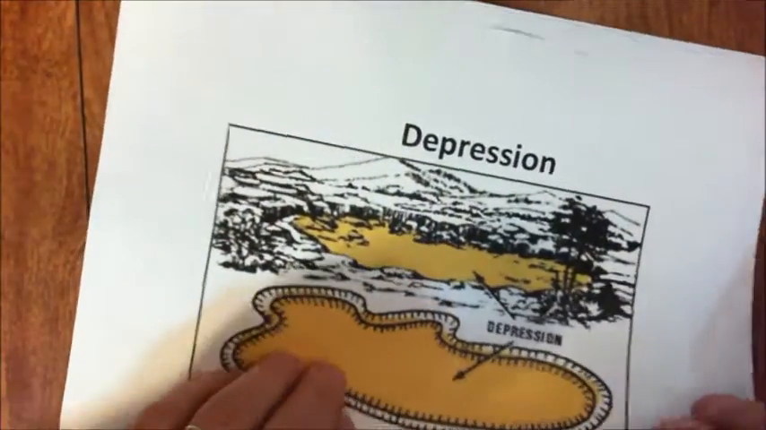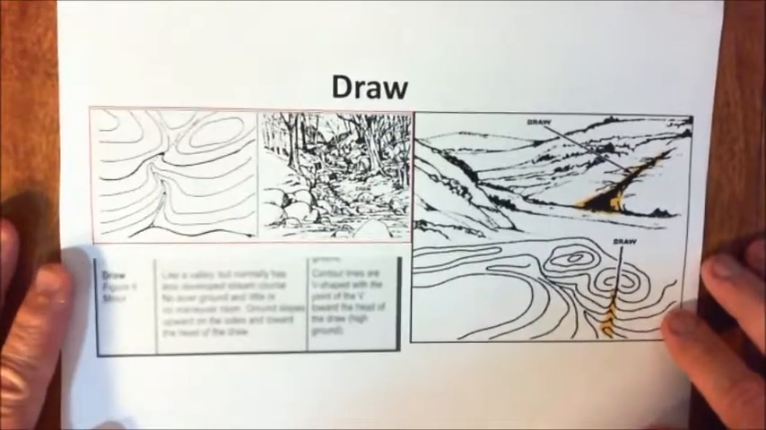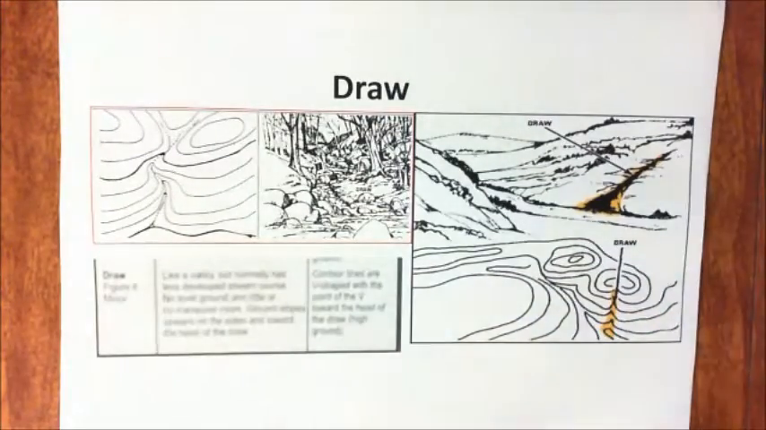Well, a draw. Think a draw. You know what a holler is? It's like a mini valley. A mini valley. So here, it's kind of hard to see in this. It's very hard to see in this picture.